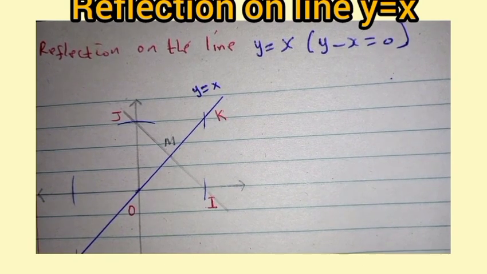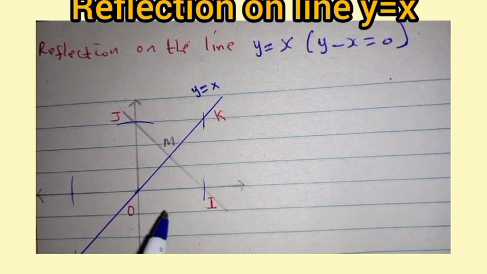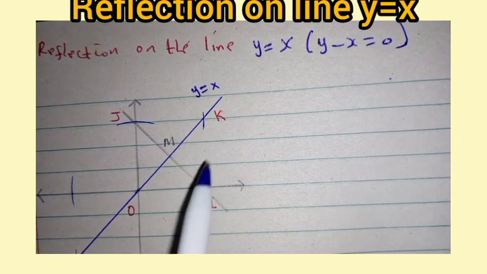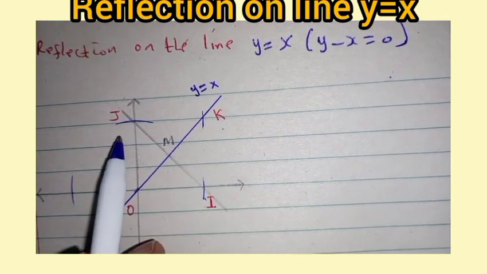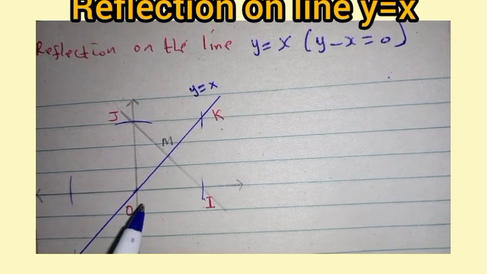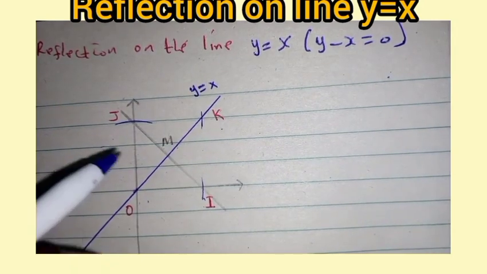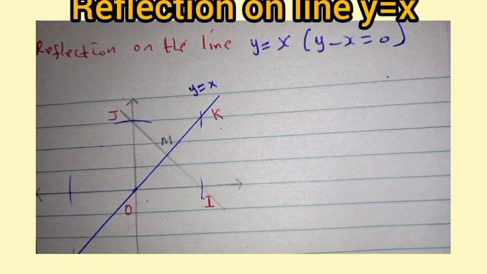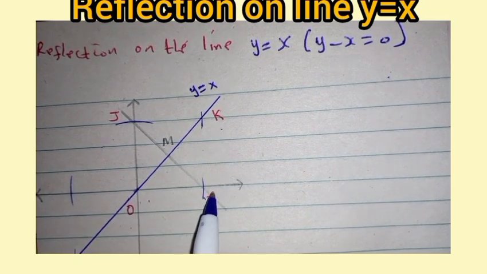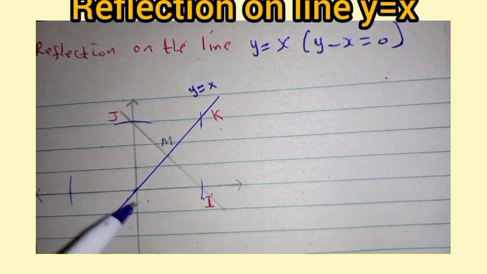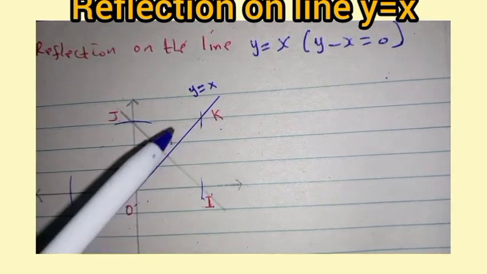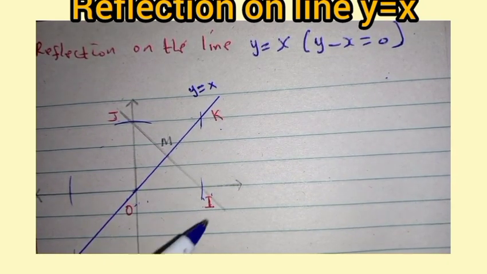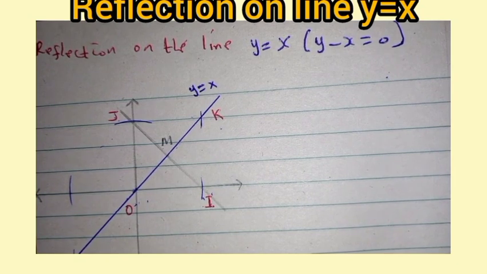Now, we are going to consider a square OIKJ, or you can call it OJKI. This is a square, this one here. It is a square of length 1 unit. From here to here is 1 unit, OJ is 1 unit, JK is 1 unit, KI is 1 unit.